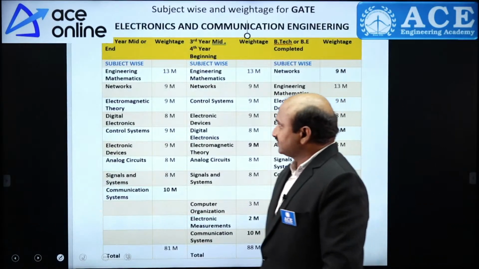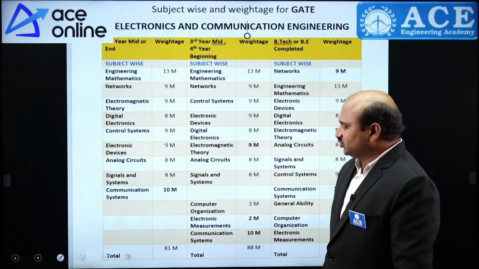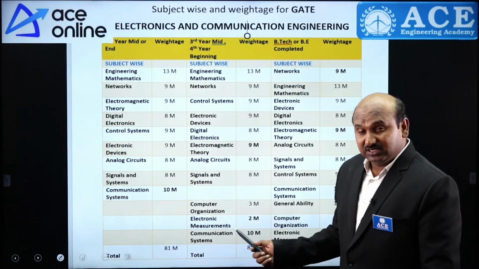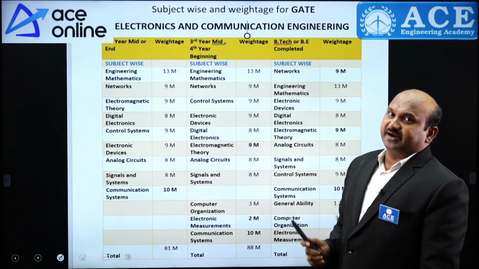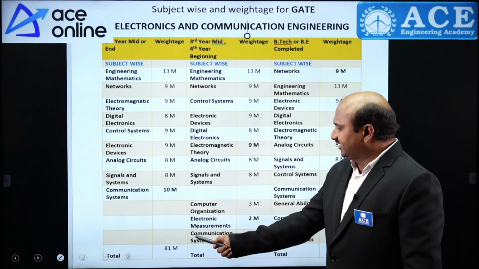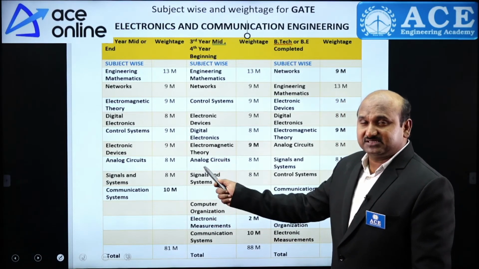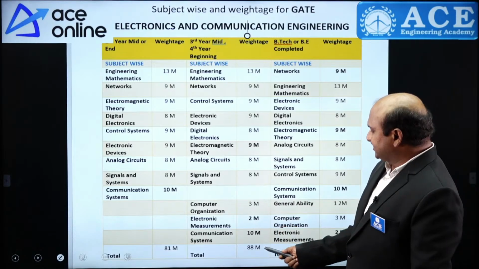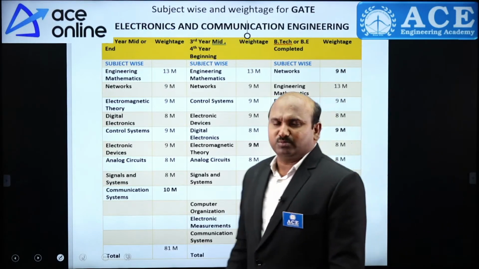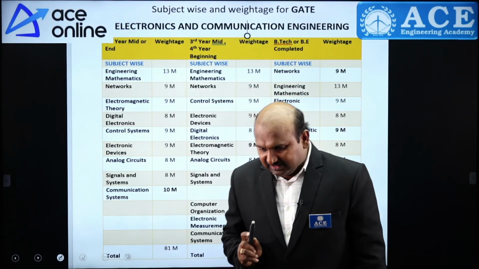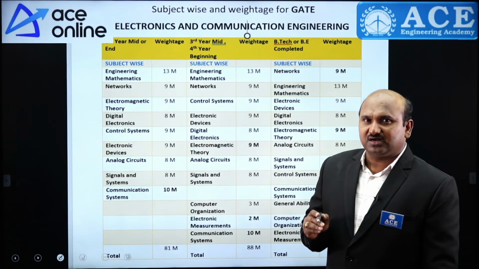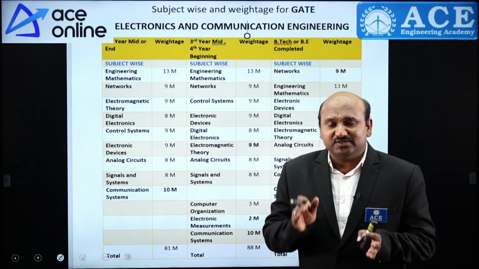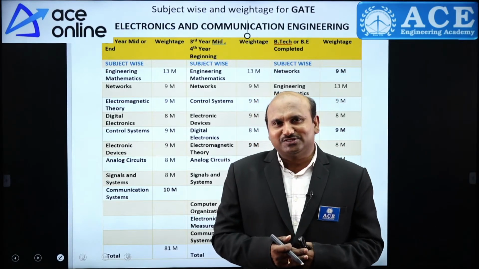Now, for electronics students, for second year students, up to 81 marks here. Once you have completed second year, you are going to get those 81 marks, whatever the syllabus in your college is completed. Coming to third year completed students, 88 marks, and final year students, 100 marks as usual. And I am getting some questions here from various students.